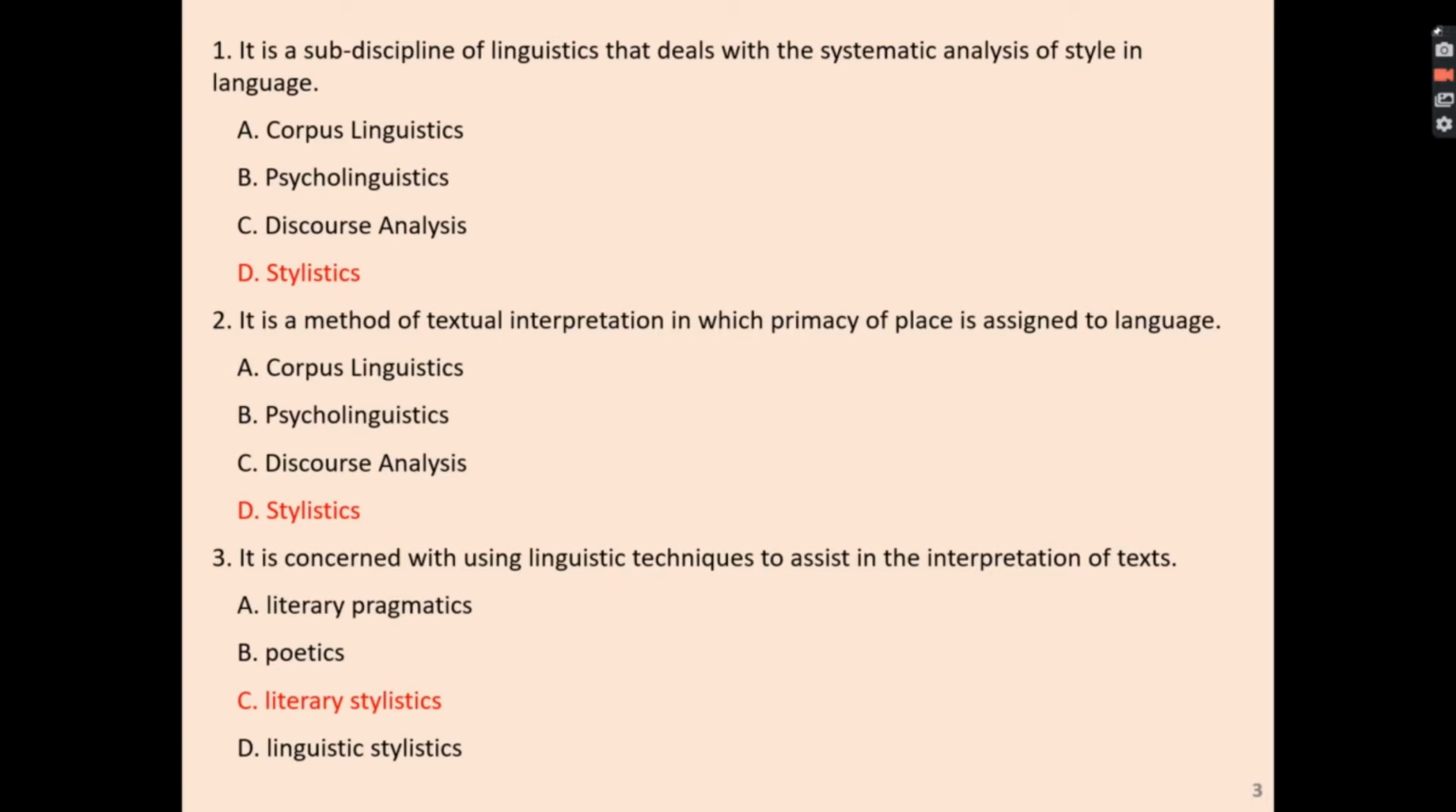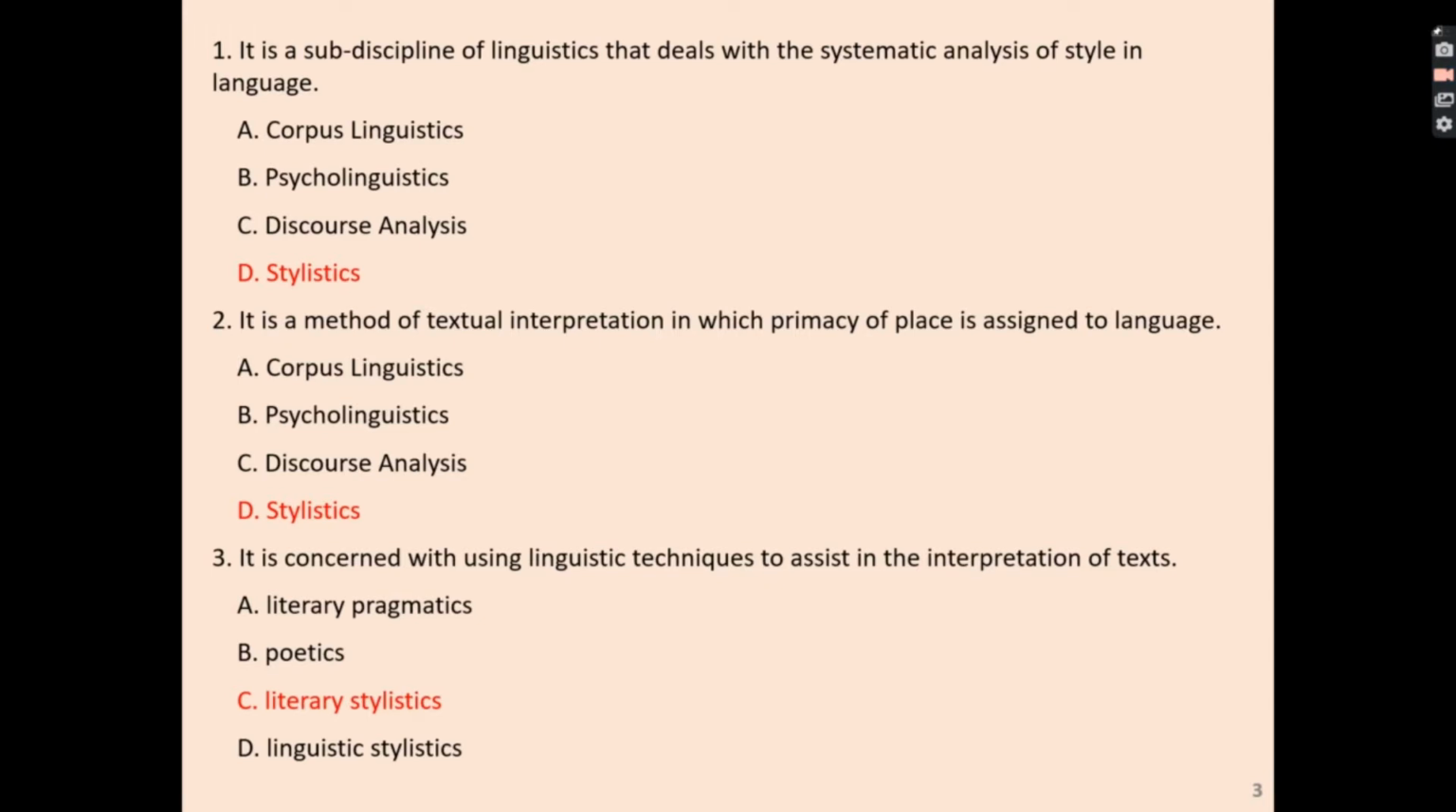The second, it is a method of textual interpretation in which primacy of place is assigned to language. So number 2, the same answer, it is still stylistics. So textual interpretation. Before we can come up with interpretation, we have to make sure that we have a linguistic basis on our analysis, and later on we will derive our interpretation of the literary or non-literary text that we analyze.